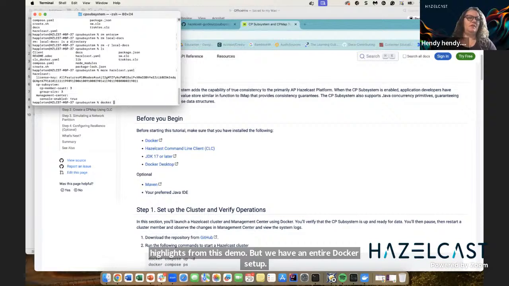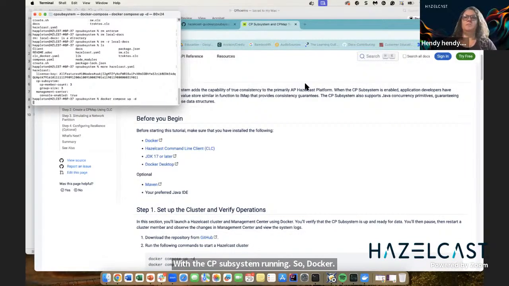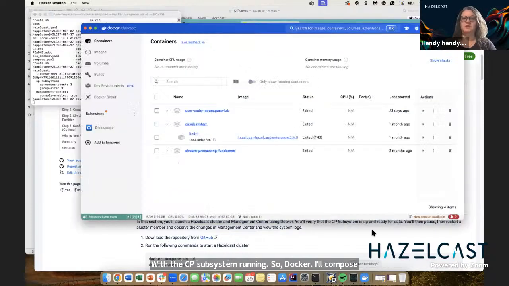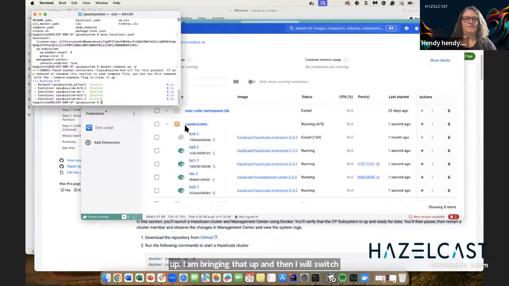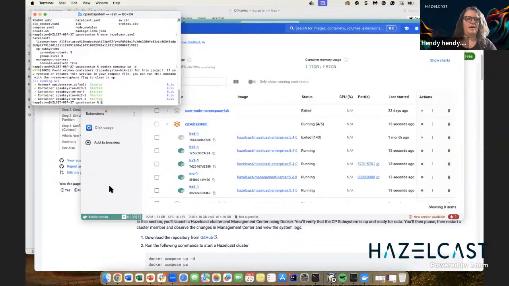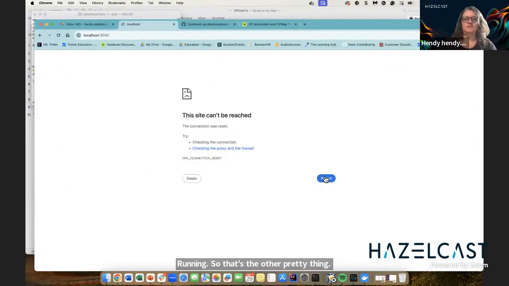So Docker compose up. I am bringing that up, and then I will switch over to the pretty application. There we go. All right. So what I've brought up for you is a cluster. Well, I'm showing it to you in Docker here. So I've got 3 Hazelcast cluster members, and I have Management Center running. So that's the other pretty thing that I can show. Let's take you into Management Center for this.